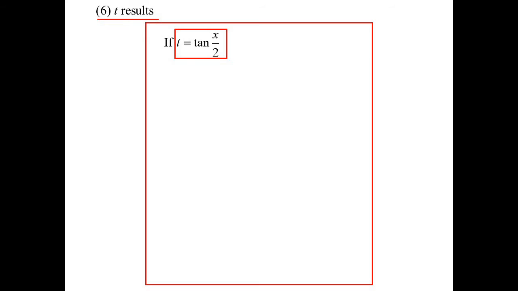Right, so continuing with trig integrals, using the t results. So of course, t being, if we represent tan(x/2), then sin x is 2t on 1 plus t squared, and cos x is 1 minus t squared on 1 plus t squared. If we use that substitution, remember the substitution is t equals tan(x/2).